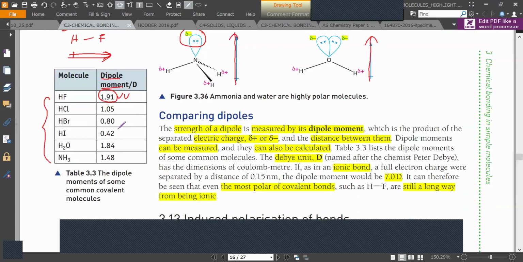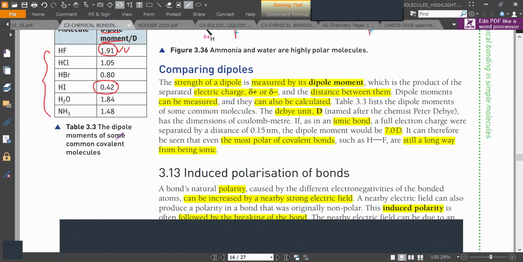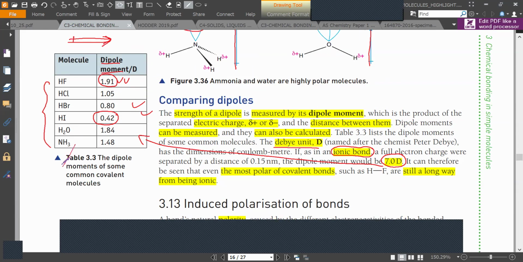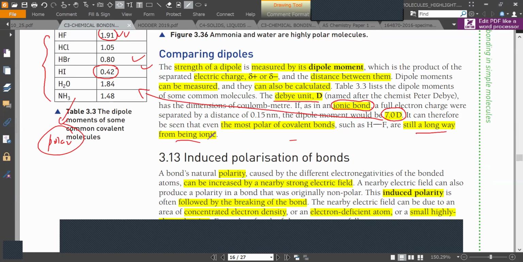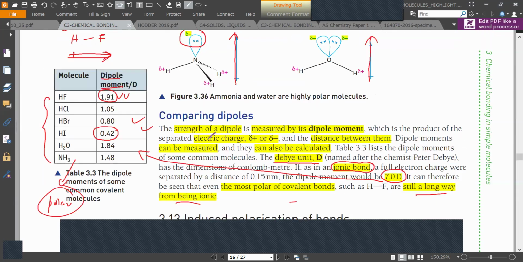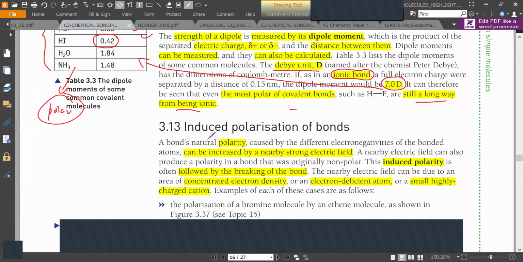Some other examples have a smaller dipole moment. We measure it using this unit, the debye. A standard ionic bond is about 7 debye, which is still much higher than these. So although these are kind of polar, compared to ionic bonding it's still very low, a long way from being ionic. But it makes them more reactive.